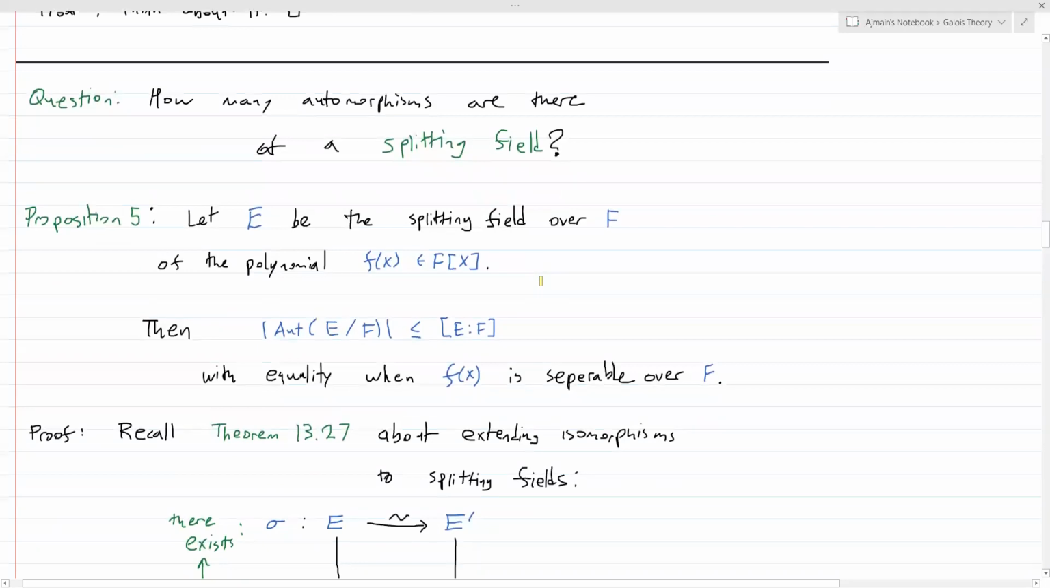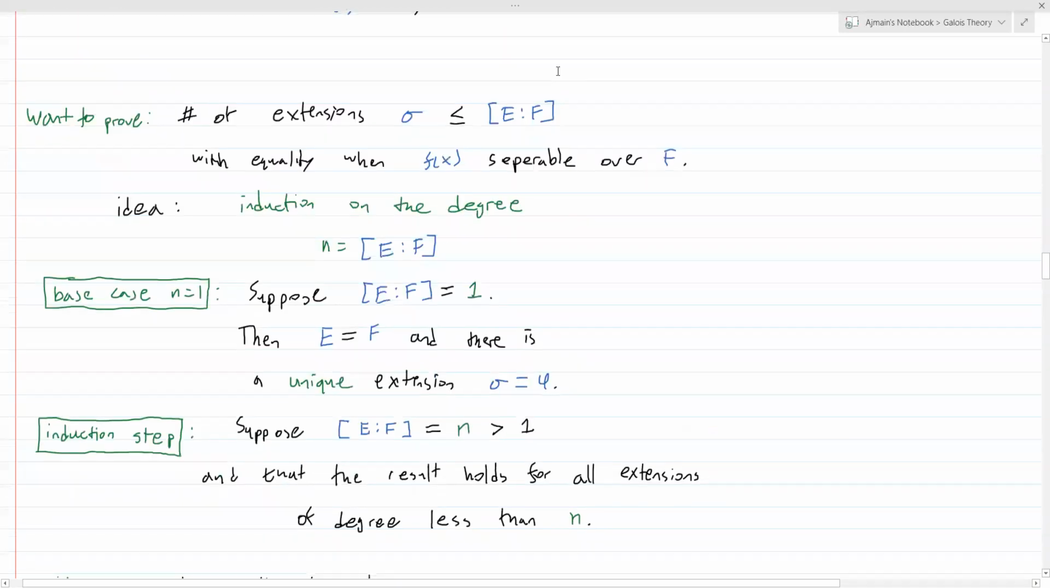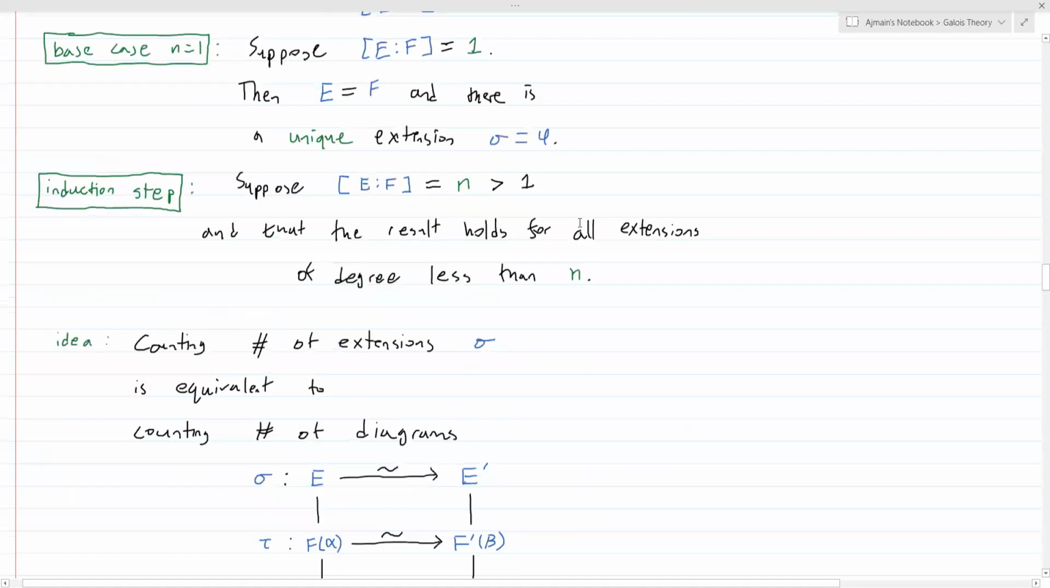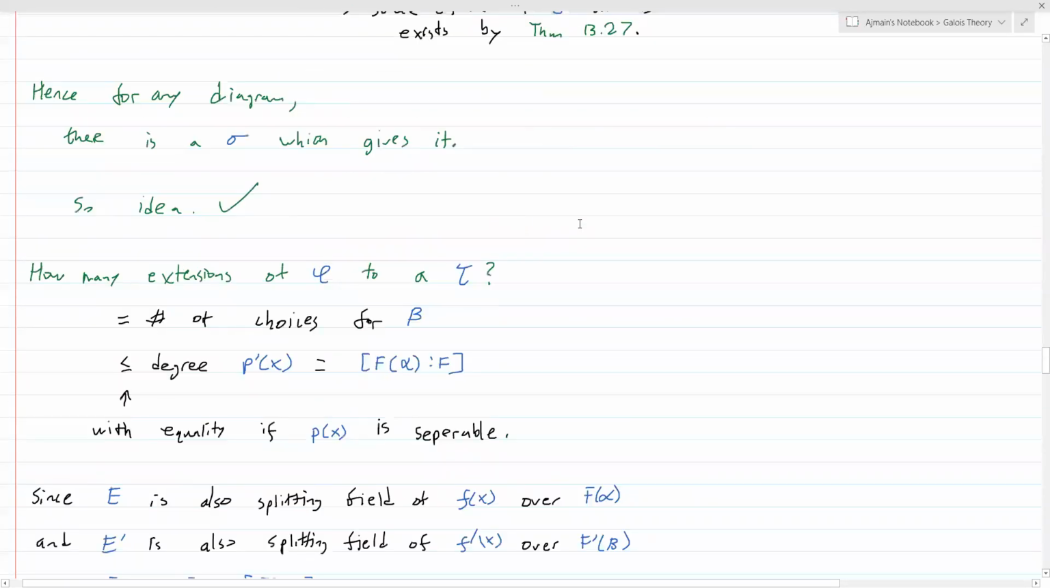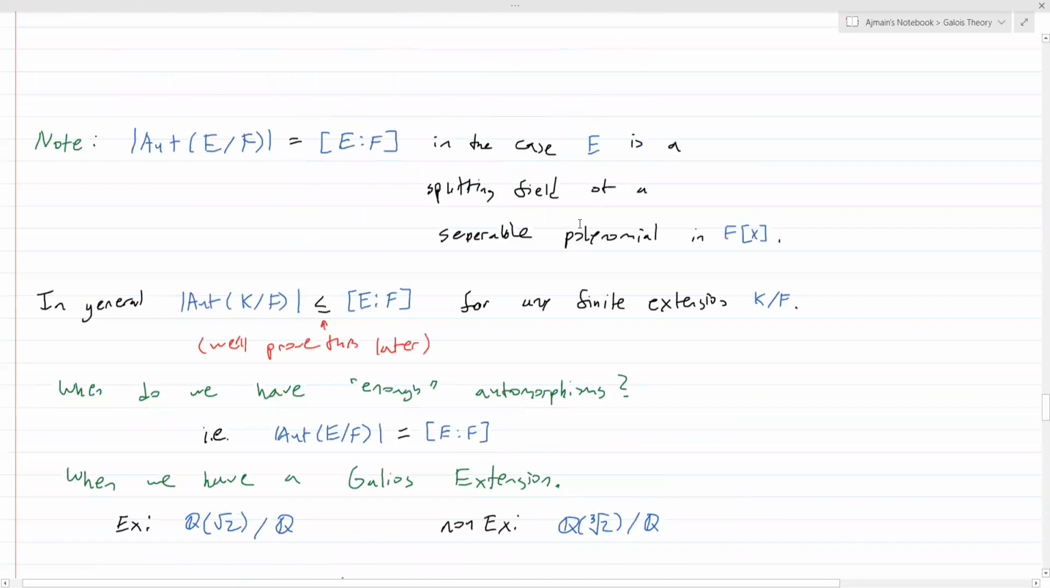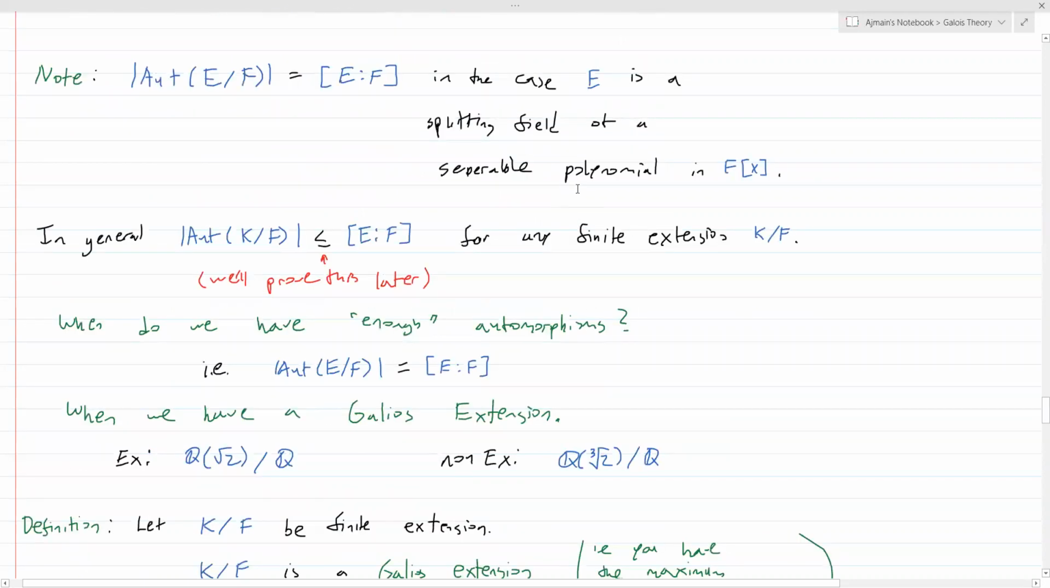So yeah, that's proposition 5, and that's basically the last main theorem in this section. It's about the number of automorphisms of a splitting field, and it's related to the degree of the extension. Okay, any questions? Okay.